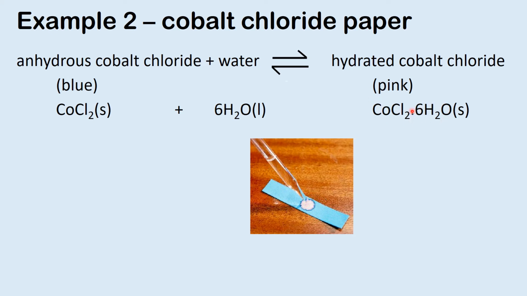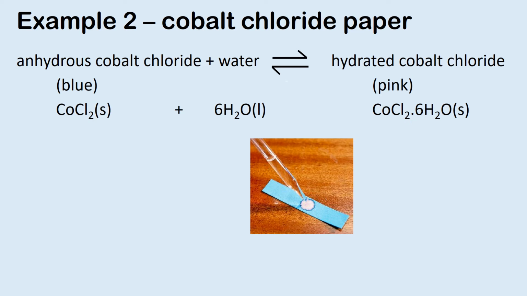And because for every one of those cobalt chlorides you get 6 waters, the ratio is the same every time, and because the ratio is the same every time, you can write it as a chemical formula. So essentially we're saying for 1 cobalt chloride there will always be 6 water molecules around the outside. So that's what that's about there.